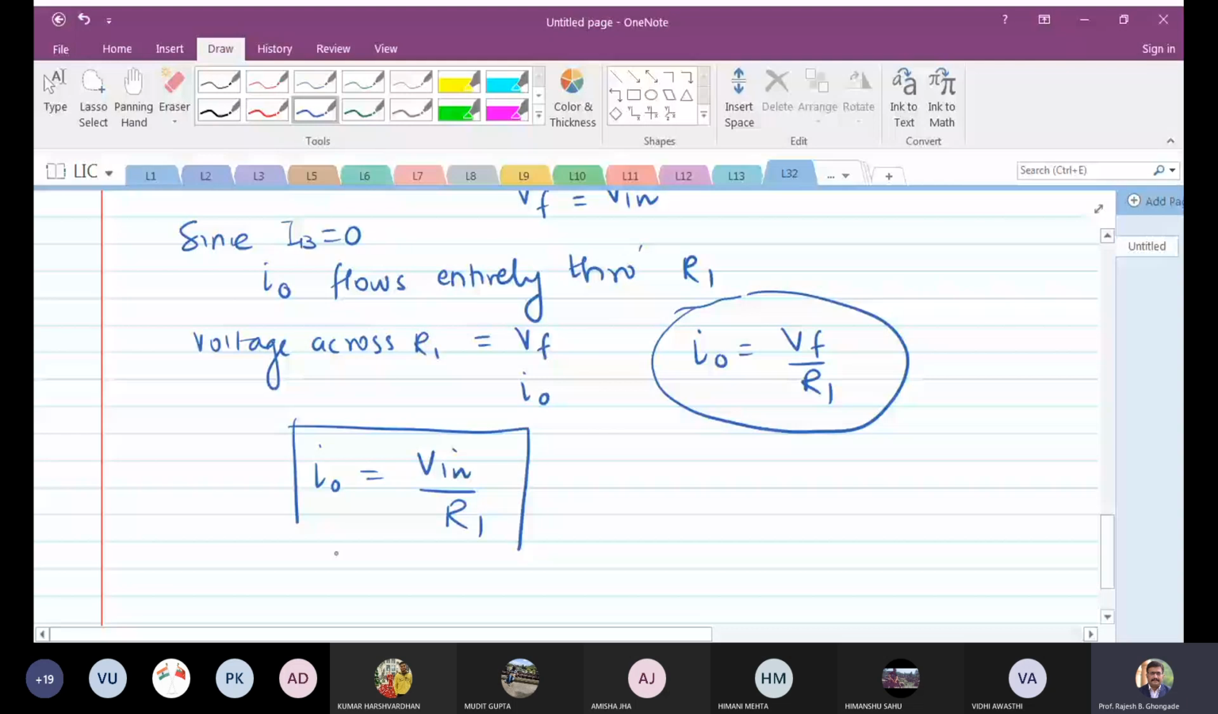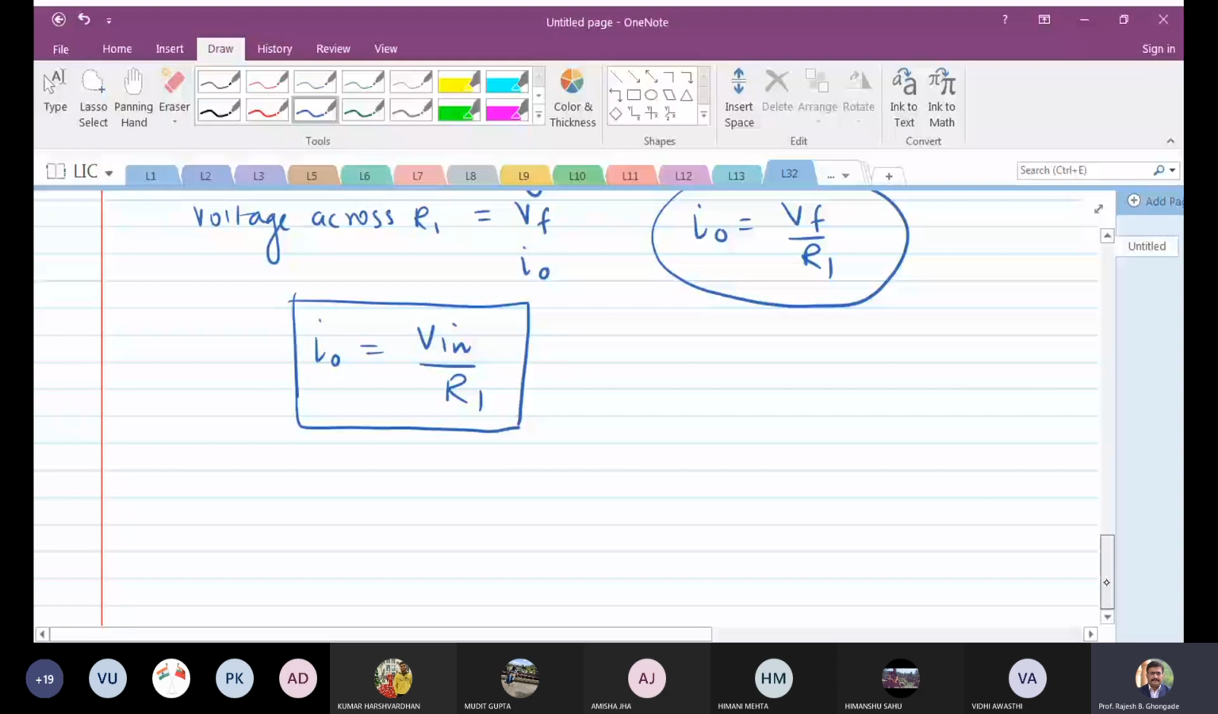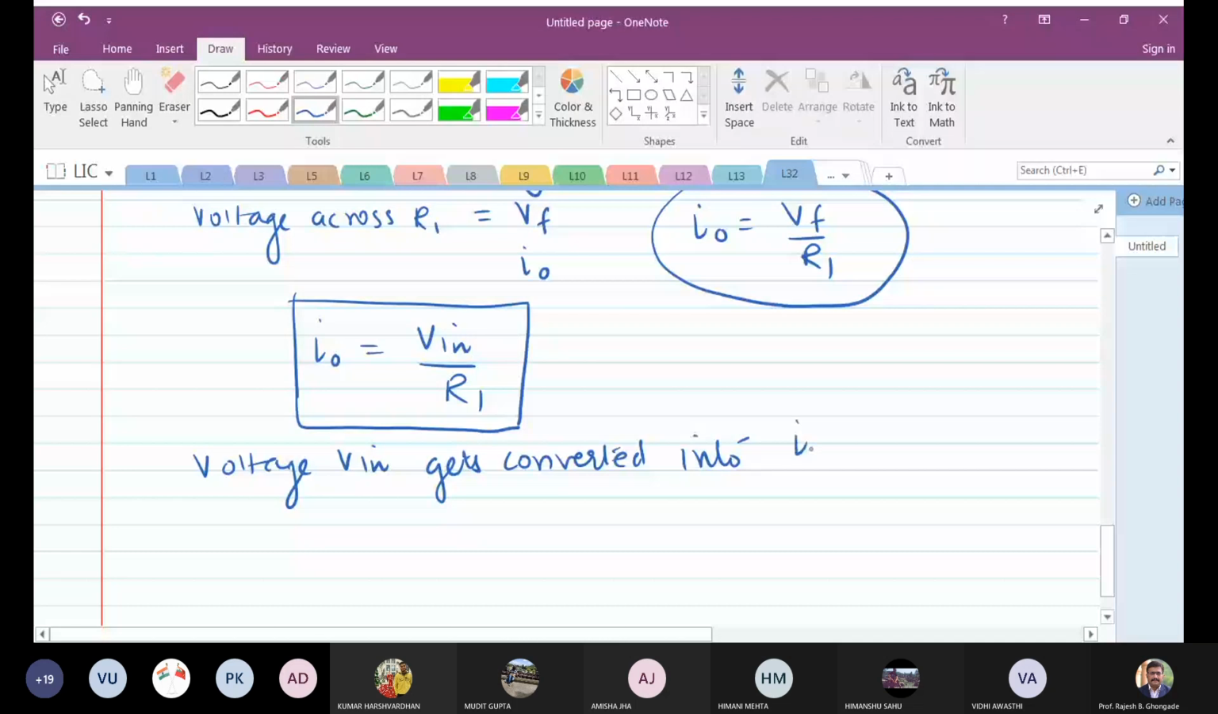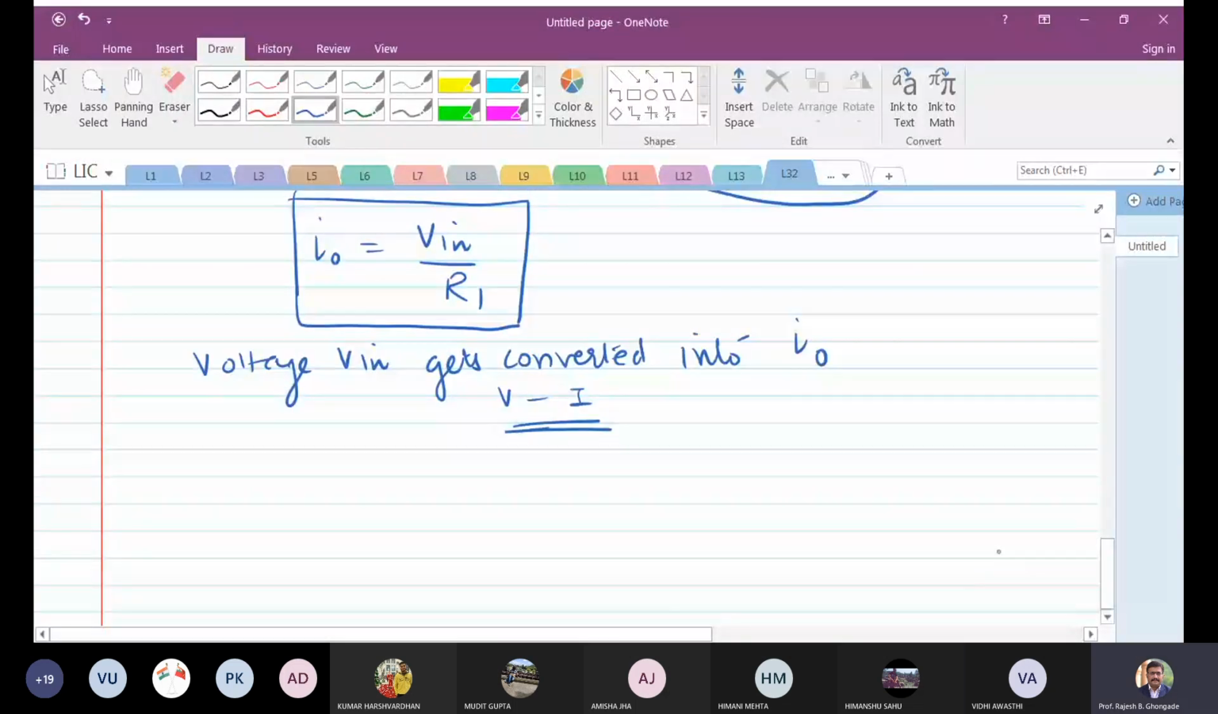This V in voltage gets converted into current I naught. So we have V to I conversion. Understood? And it is independent of RL.